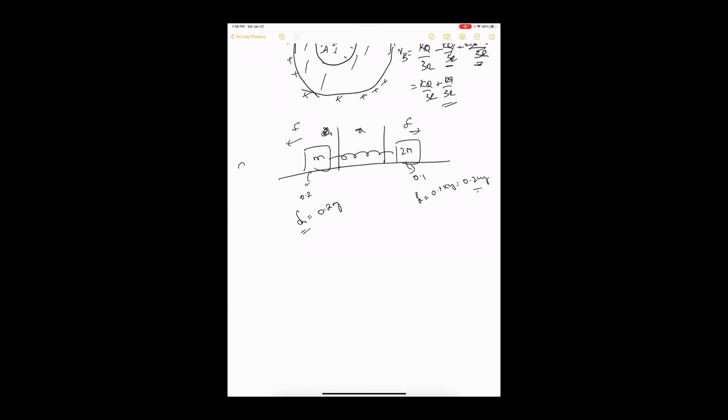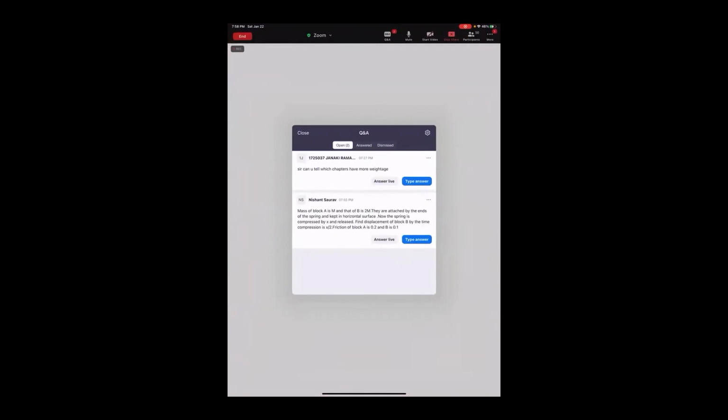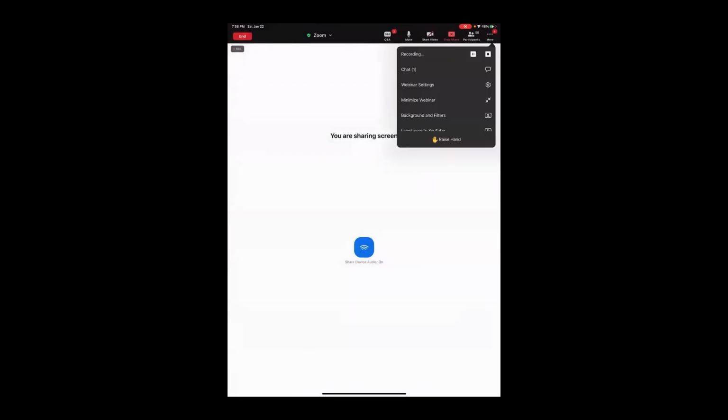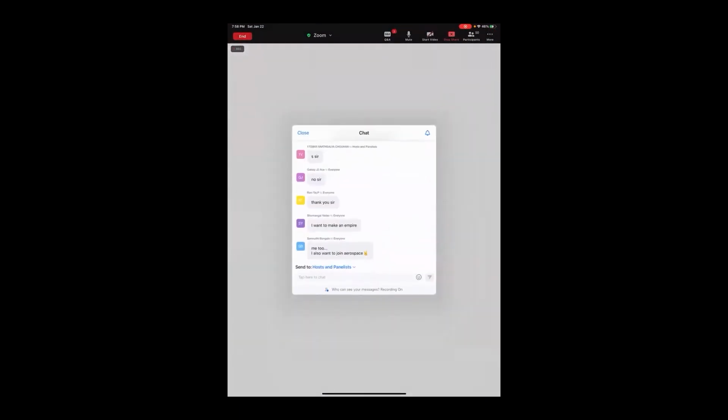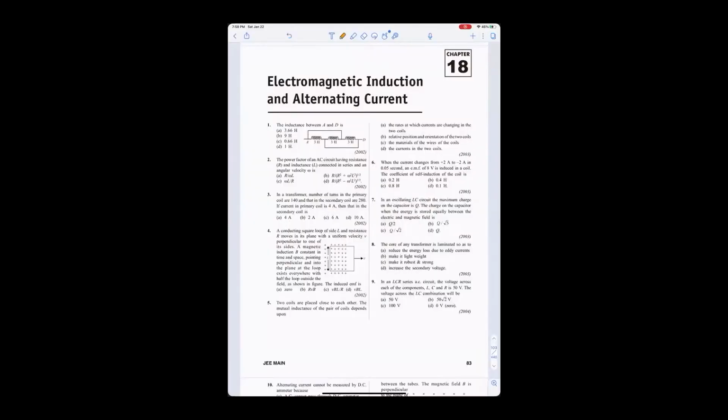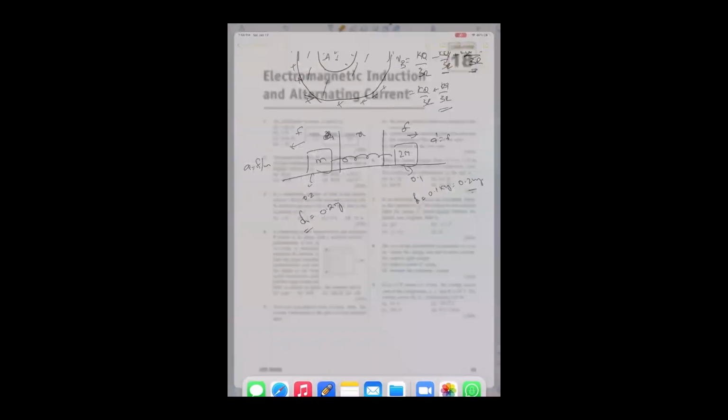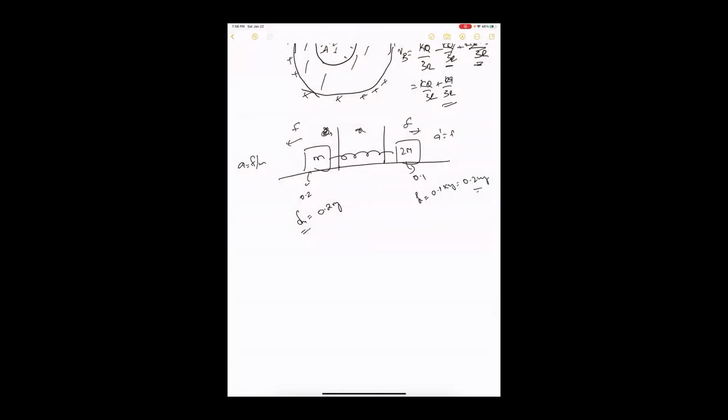So the acceleration of this is F by M. Acceleration of this, oh sorry, am I sharing the screen? Are you able to see, Nishant Saurav? Yeah. I hope you're understanding it, Saurav. Right. So F by M, F by 2M. So the acceleration of this is smaller. They come to rest at the same time, because friction is the same.